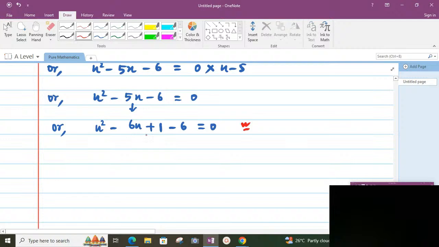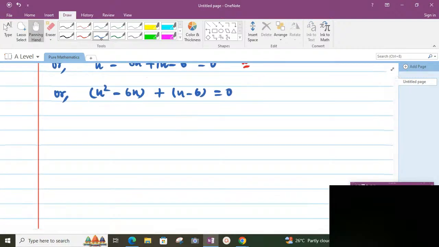The multiplication will be minus 6 and addition will be minus 5x. There is no problem to understand at this step. The next step here will be x square minus 6x plus x minus 6 equal to 0.